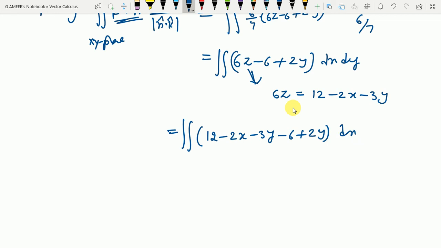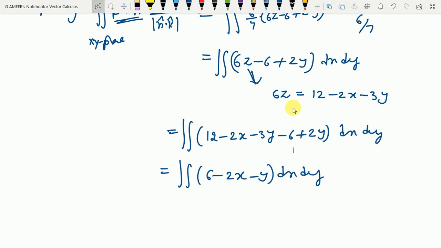dx dy. Now count the constant terms: 12 minus 6, the 6 is the constant term. Then count the x terms, that is 2x. Now count the y terms, that is minus y. dx dy. Okay, so first, we need to be careful with the limits here. When we put the limits, then we'll get everything. Be careful, and check the calculation clearly once again.